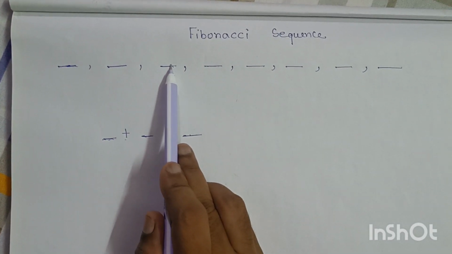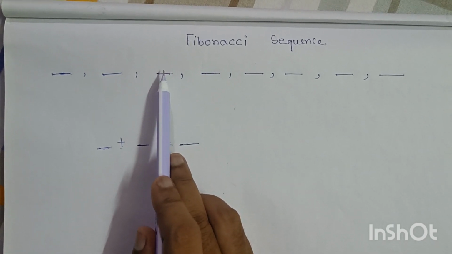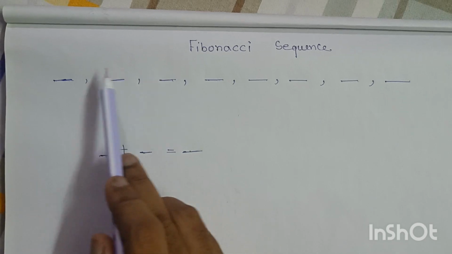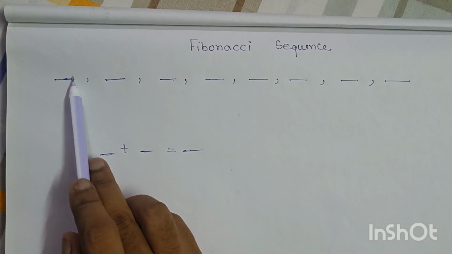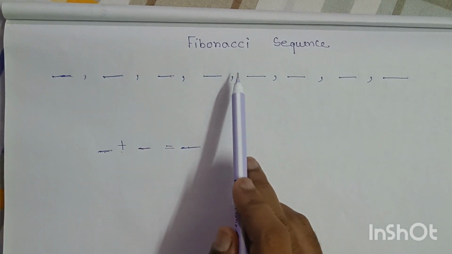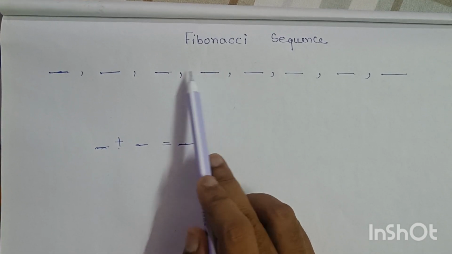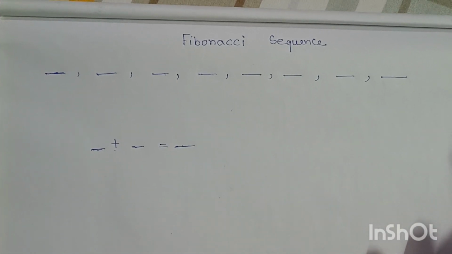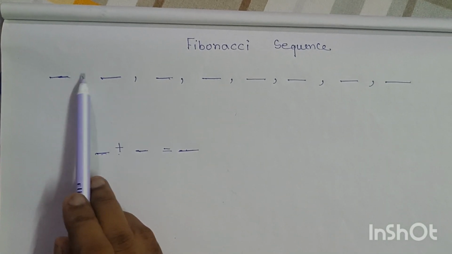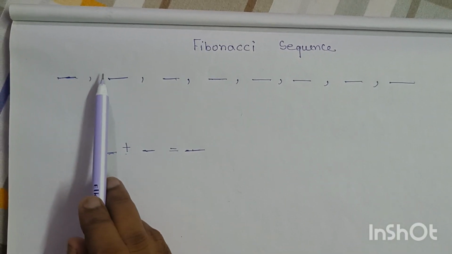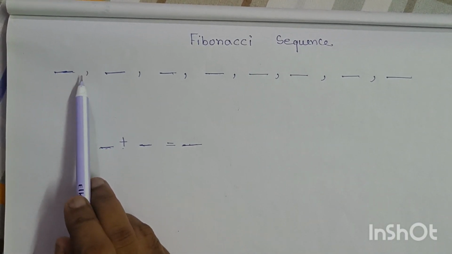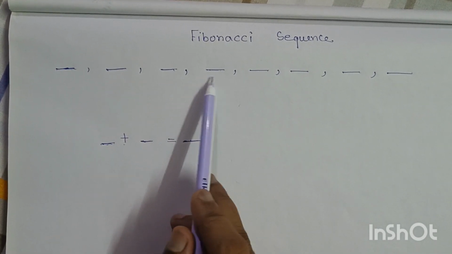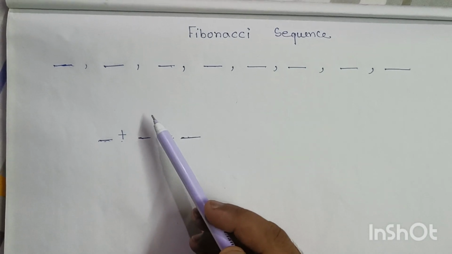Now coming to the next term. For this next term, what are the preceding two terms? This one and this one. And for this term, what are the preceding two terms? This one and this one. So according to its definition, we should know the initial two terms. These two initial terms we should already know, and with the help of these two terms we'll get to know what are the rest of the terms of this sequence.